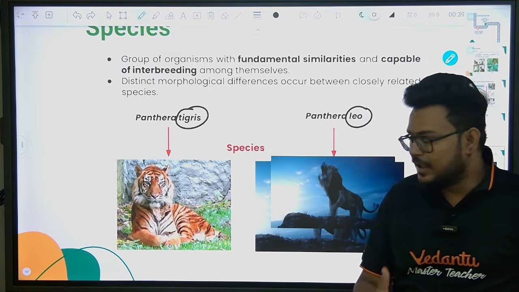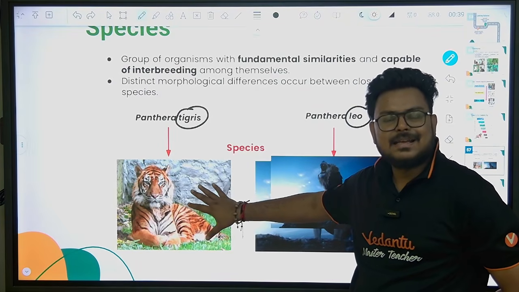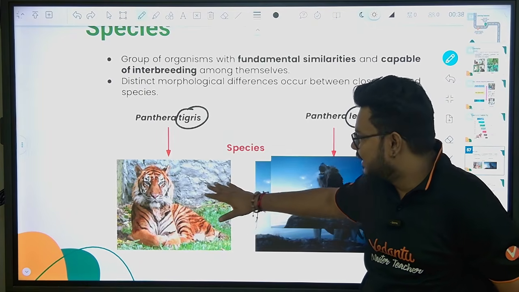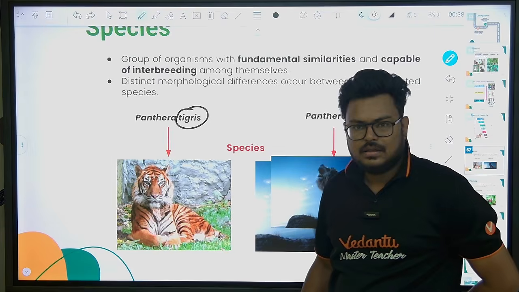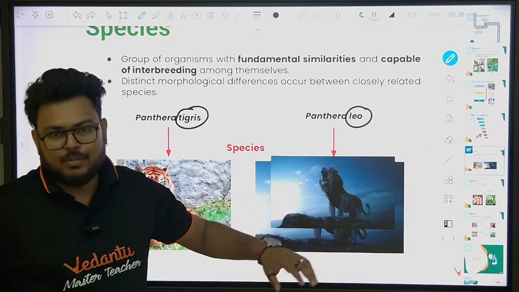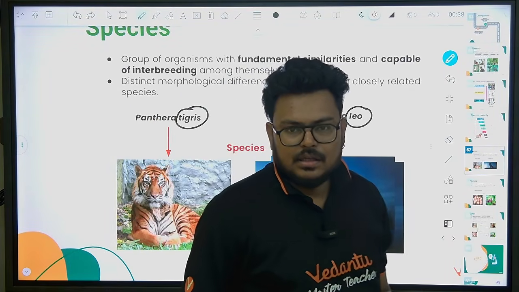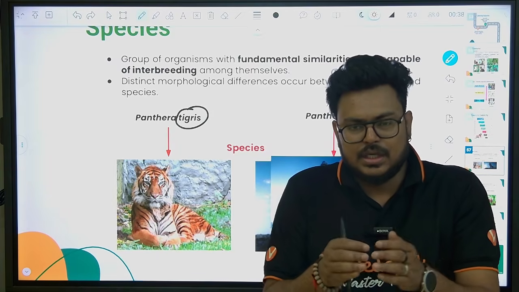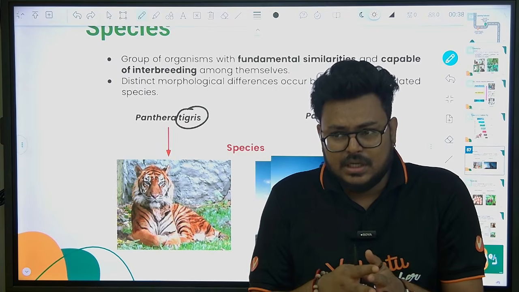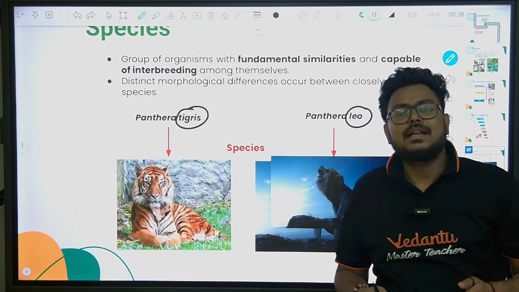First point. Second point, they can reproduce. Tiger species can reproduce between them. Same species can reproduce between them. Tiger cannot reproduce with lion. Or if there is a possibility, for example, if a tiger reproduces with a lion, you might have heard of liger. The offspring is not fertile. When two of the same species reproduce, the offspring we get is fertile. When different species reproduce, first of all, we may not get the offspring, or if we do get the offspring, it will not be fertile.